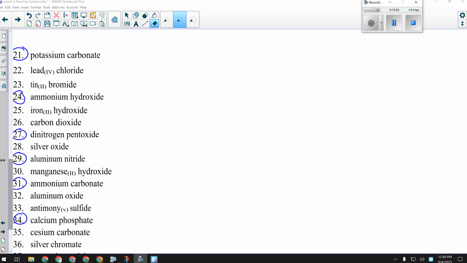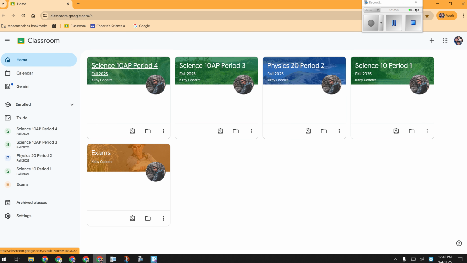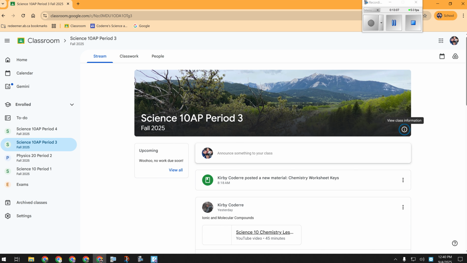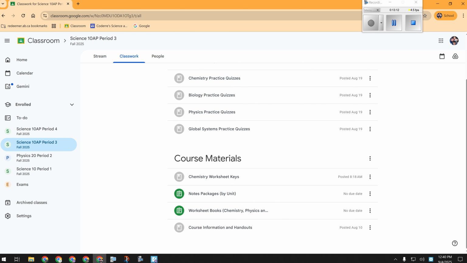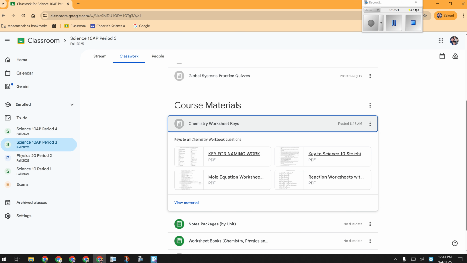Okay, you have access to the keys for all of the worksheets that we're going to do in this course, quite frankly. So if you go into Google Classroom when you're at home, if you're practicing and you want to see this stuff, go into the classwork tab and you'll see that I posted down here in course materials, chemistry worksheet keys. In there are the keys for all of the worksheets that we will do. This is the one we're working on right now, the naming ones. So if you're wanting to practice at home, you can refer back and see if you did them right.